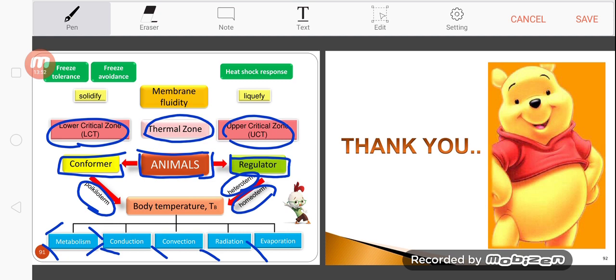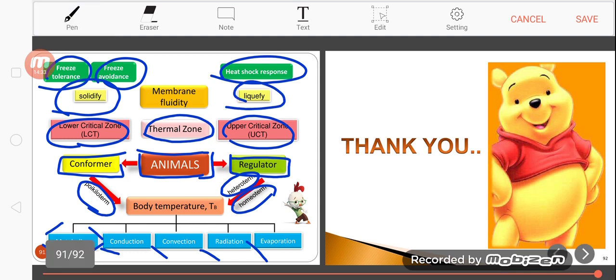Okay. So the top one here, at cellular level or biochemical level, is how cells or the tissue regulate the upper or lower critical zone of temperature. Lower: freeze tolerance, freeze avoidance. If upper, exposed to heat shock response. In terms of membrane fluidity, when cold or lower critical zone, the membrane tends to solidify. Upper critical zone, it liquefies. Alright, thank you.